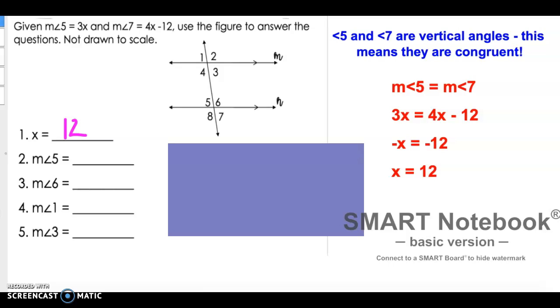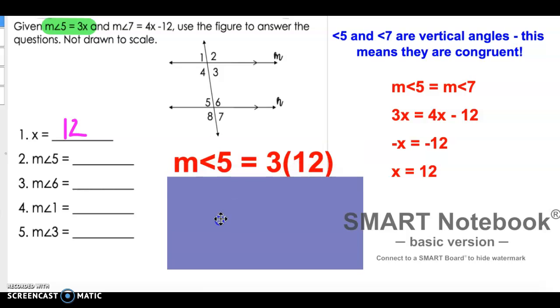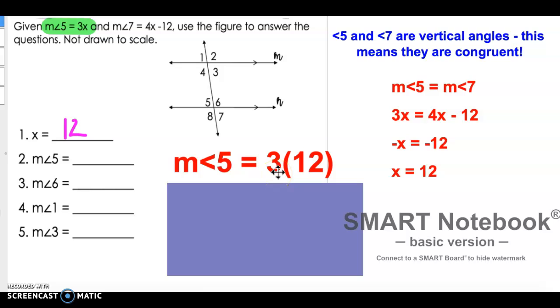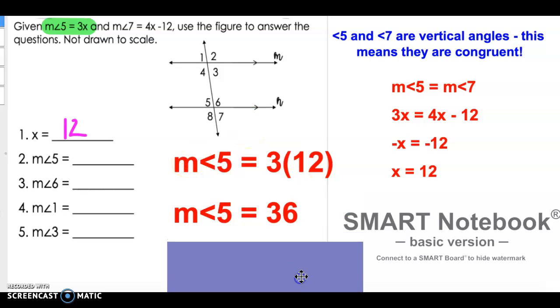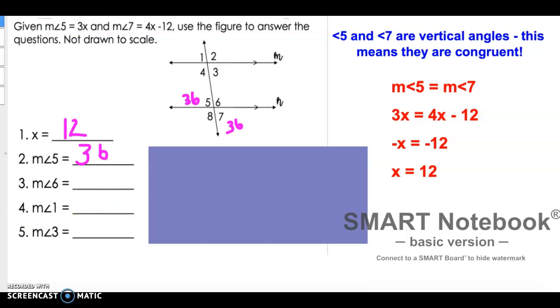Now that we know x is equal to 12, we can answer the rest of our questions here. So if x equals 12, we need to find the measure of angle 5. Well, the problem tells us that the measure of angle 5 is equal to 3x. So now we're going to take that expression, and everywhere we see an x, we're going to substitute in a 12 because we know that x is equal to 12. So the measure of angle 5 is equal to 3x, which is equal to 3 times 12, which is 36. So now we know that the measure of angle 5 is 36.